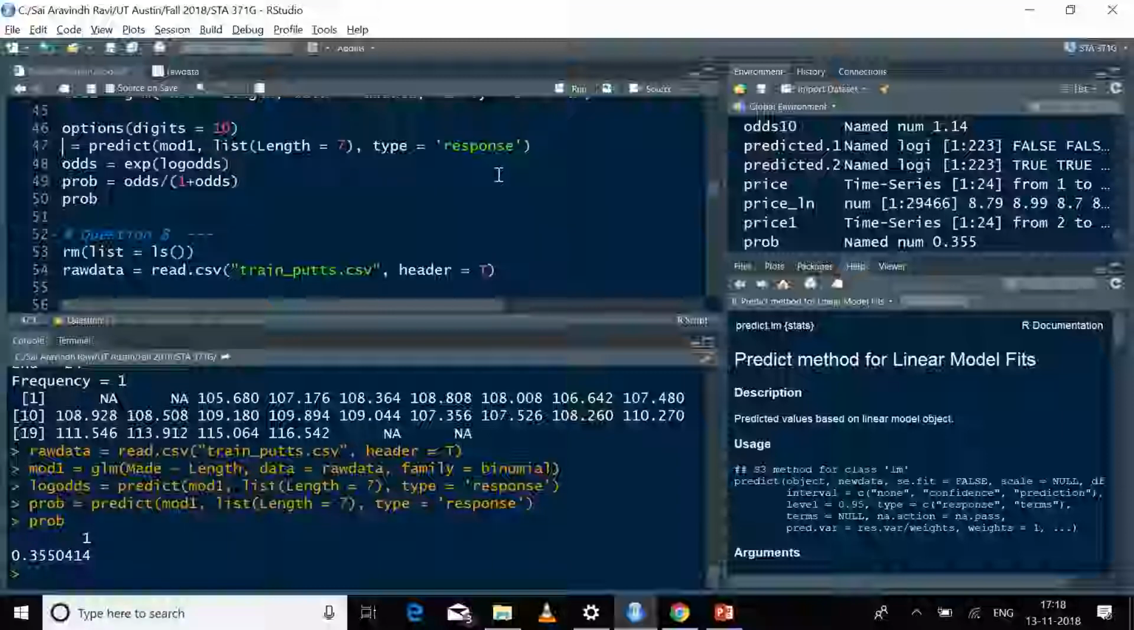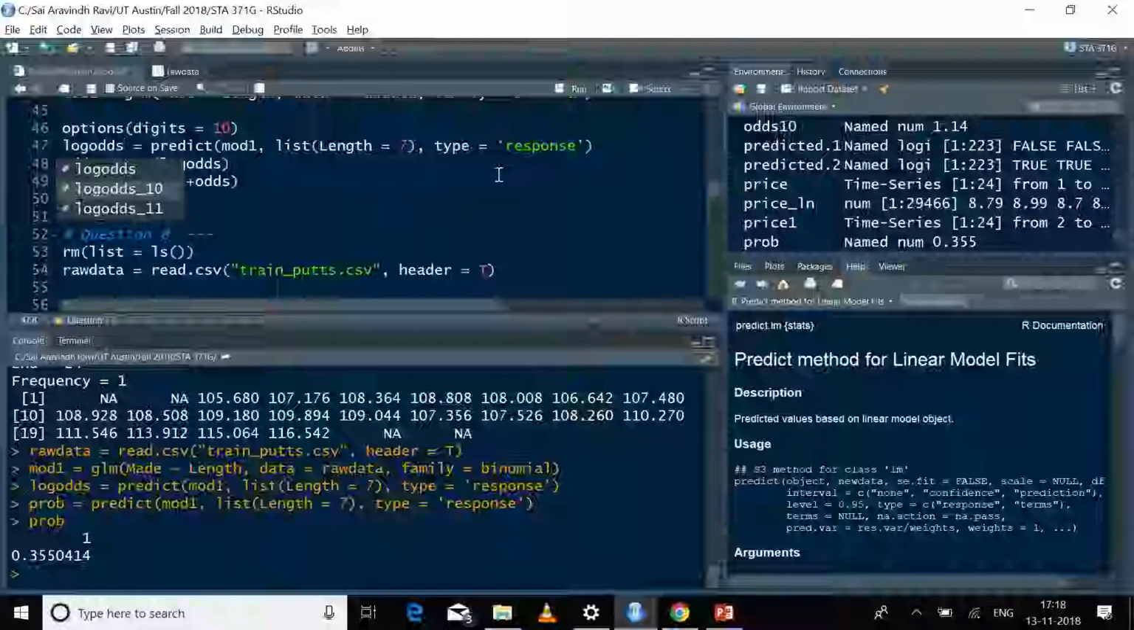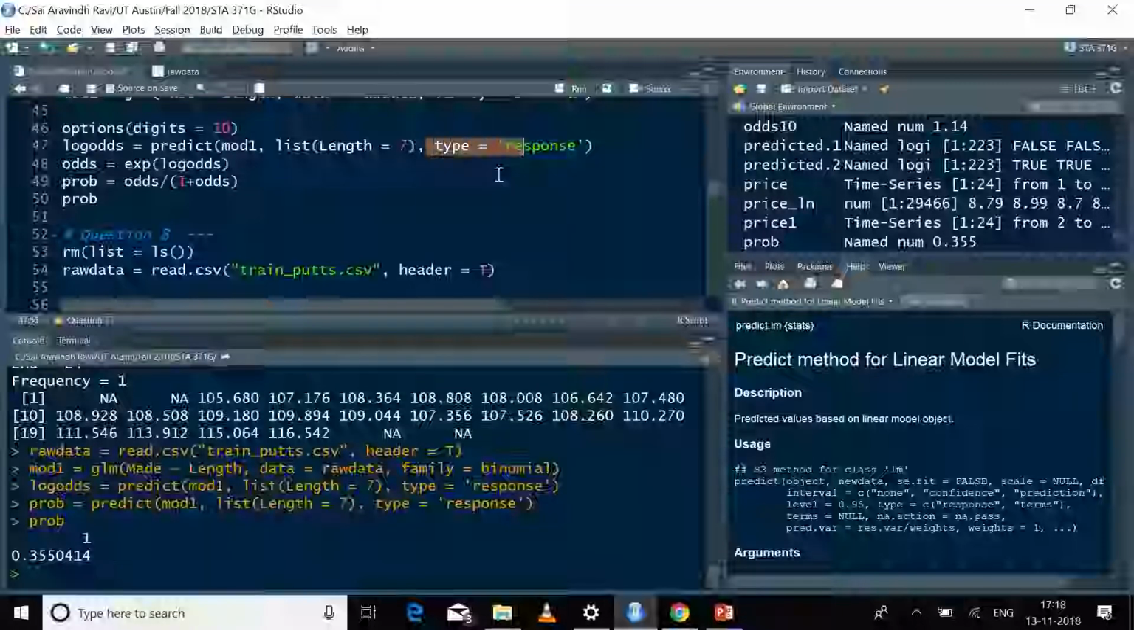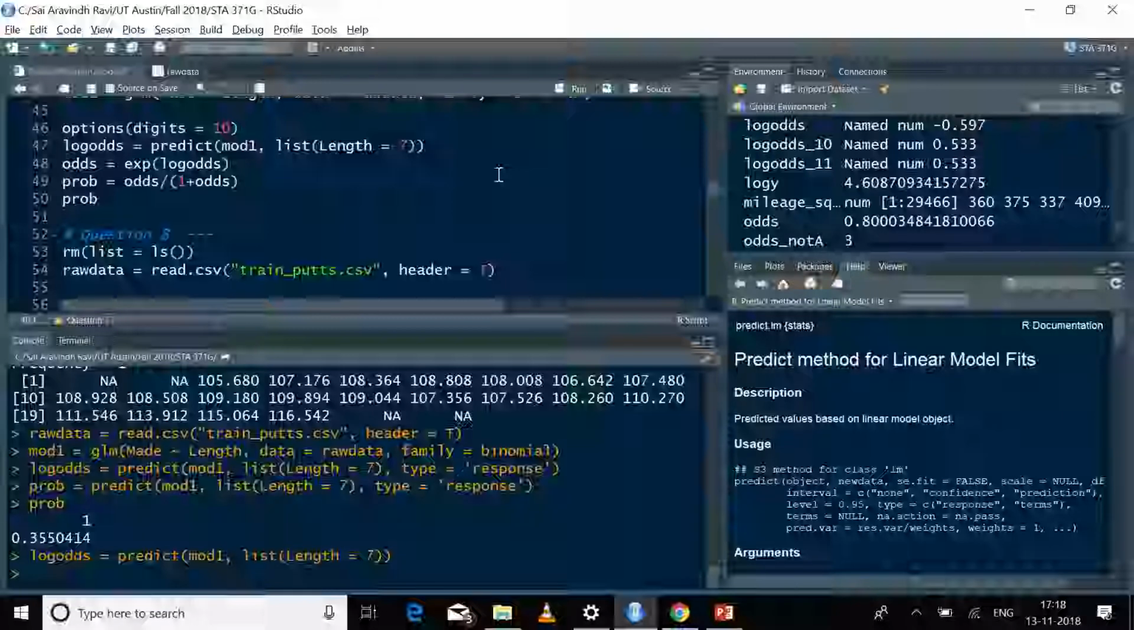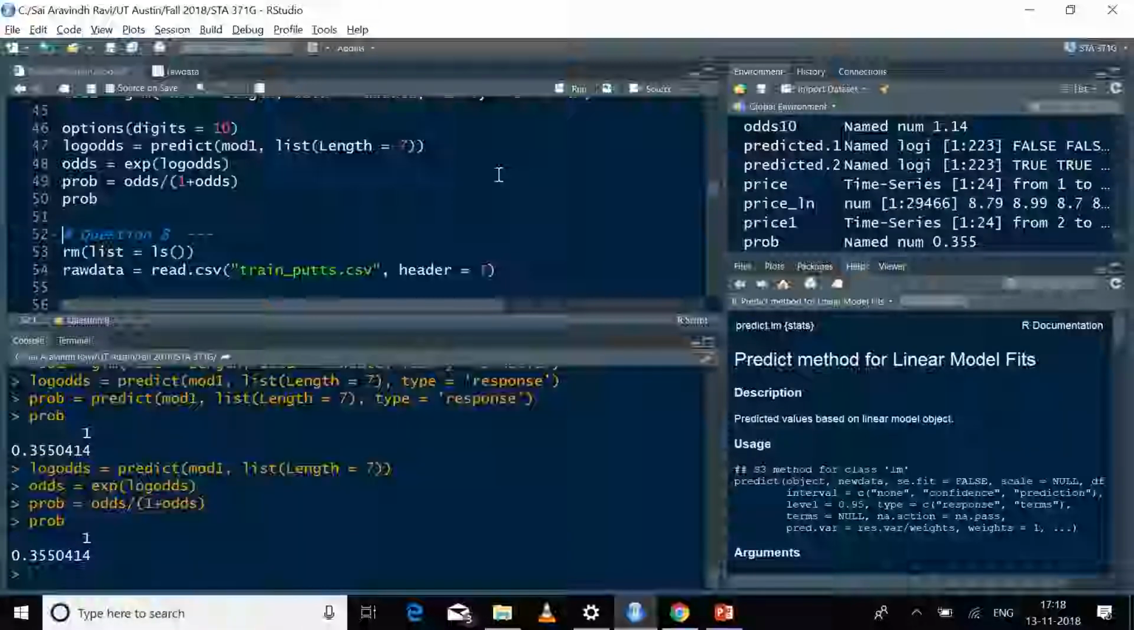And then let me go ahead and do this. Let me calculate the log odds and remove the type equals response and do it my manual way. You'll see that the answer is the same. It's again 0.3550. So there's a question of convenience. Or if the question asks for the log odds.